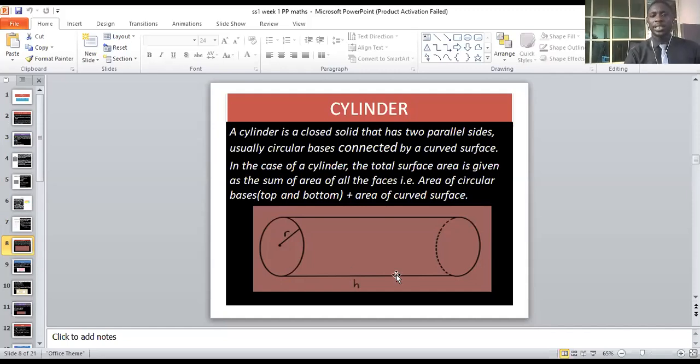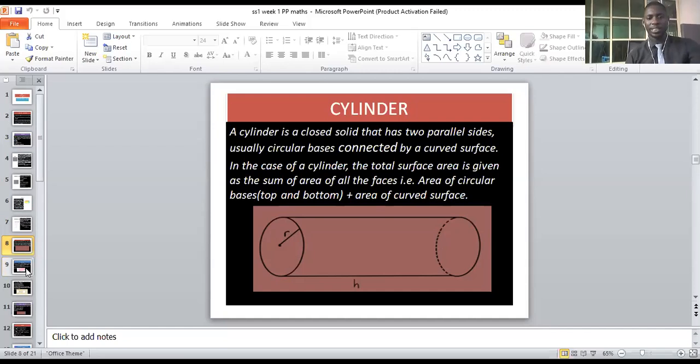So the total surface area is given by the sum of all the faces. That is the area of the circular base. The area of a circle is given as what? That's pi r squared. So the base is circular, and the top is also circular. So this is pi r squared, pi r squared. Well, how do you now calculate the area of the curved surface area? I will explain that to you in the next slide.